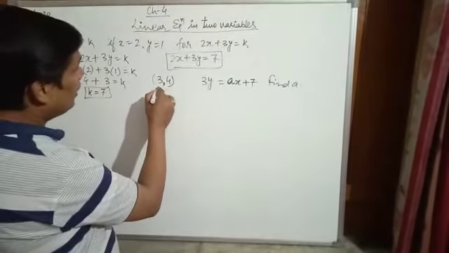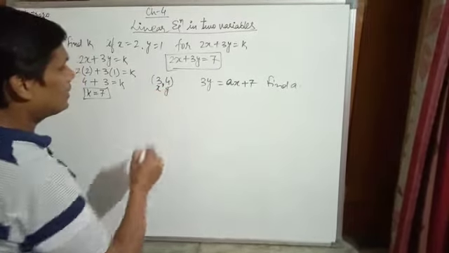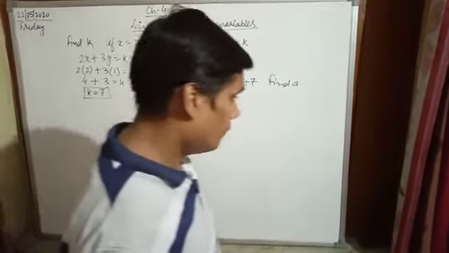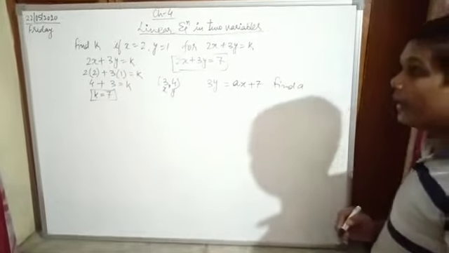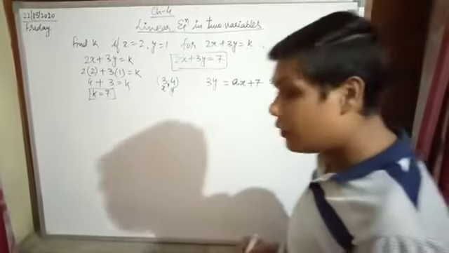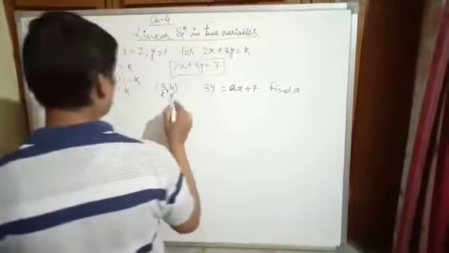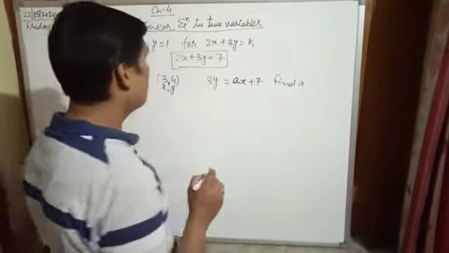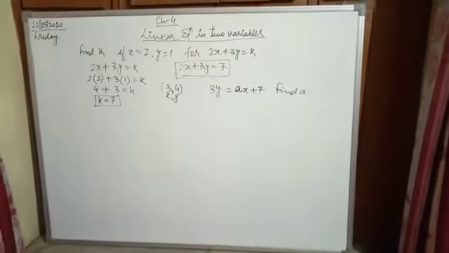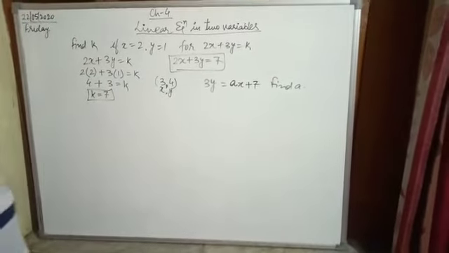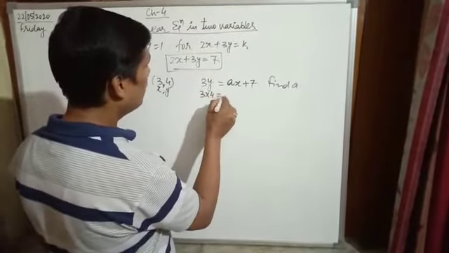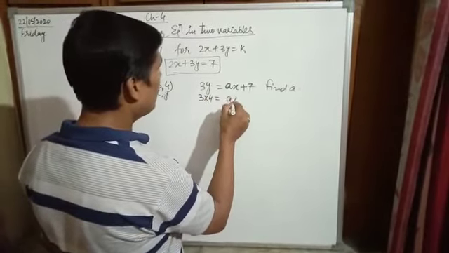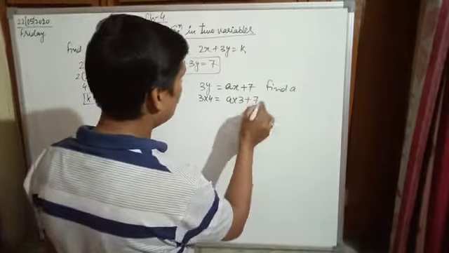What will we do? The first coordinate is always x and the second coordinate is always y. We will not read it as y comma x. Always it will be read as x comma y. The first coordinate always belongs to x and the second coordinate always belongs to y. Put the value of y here: 3 into 4 is equal to a into 3 plus 7.